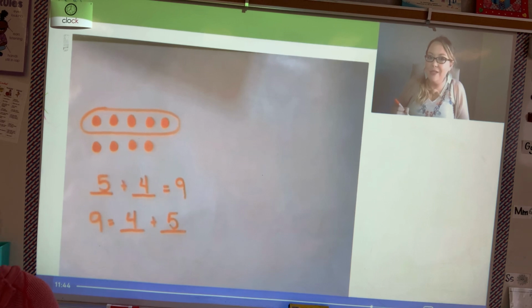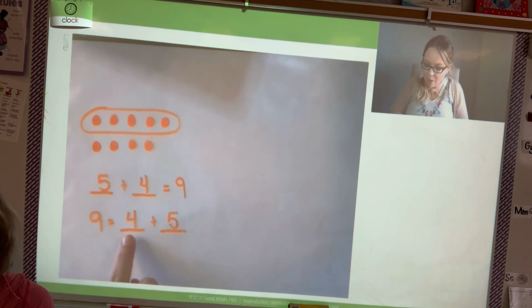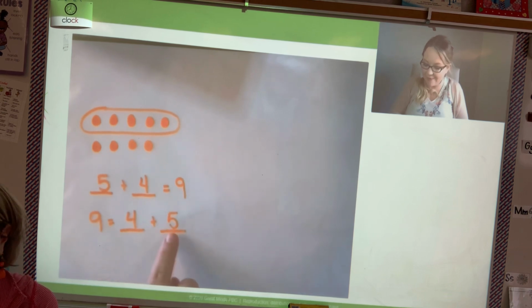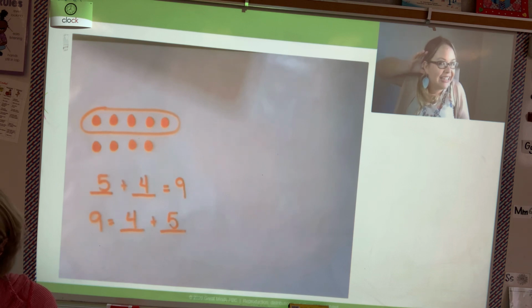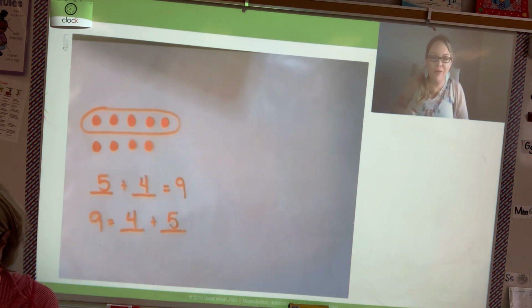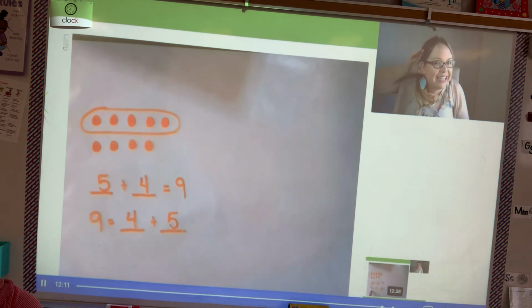Thank you, Anya. Let's read this number sentence. 9 equals 4 plus 5. Are both of these number sentences correct? What do you think? We already agreed. Yep, they are. Well, why are they both right? We just talked about that too. Let's go ahead and skip to our problem set.